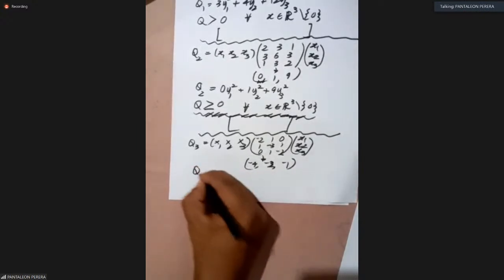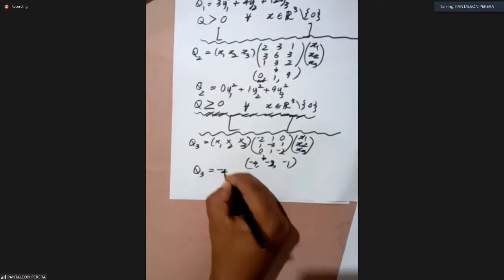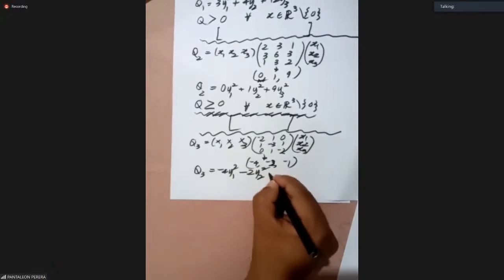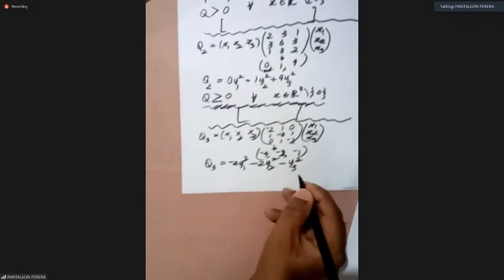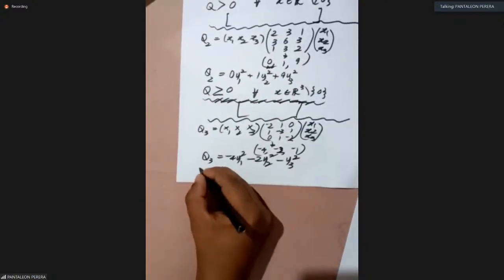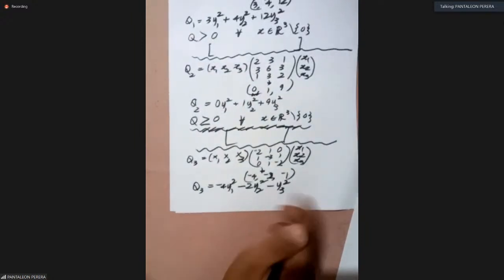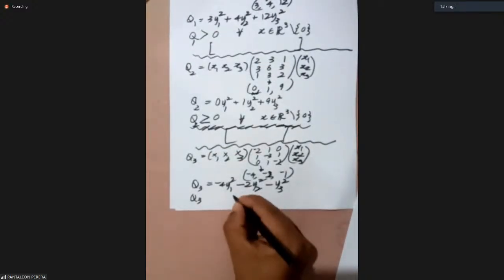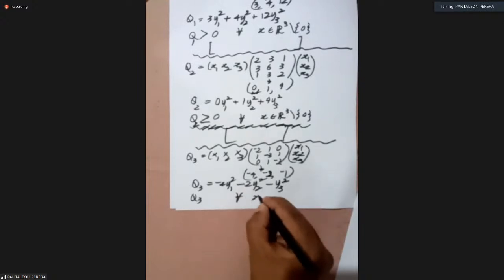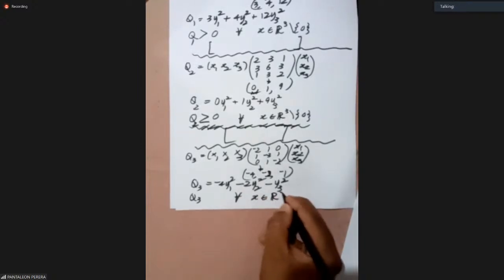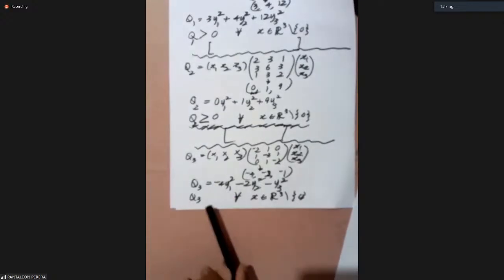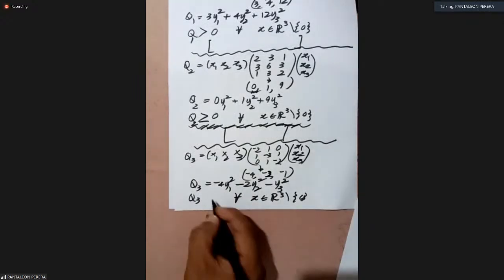So you can write the quadratic form like this: -4y1 squared minus 2y2 squared minus 1y3 squared. Now what can you say about the behavior of this Q2? For all, this means for all. Now, since all the values are negative, this should be negative.